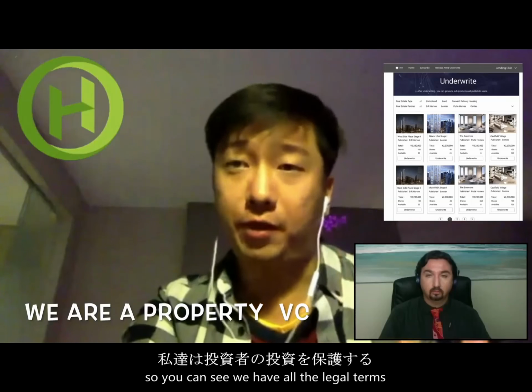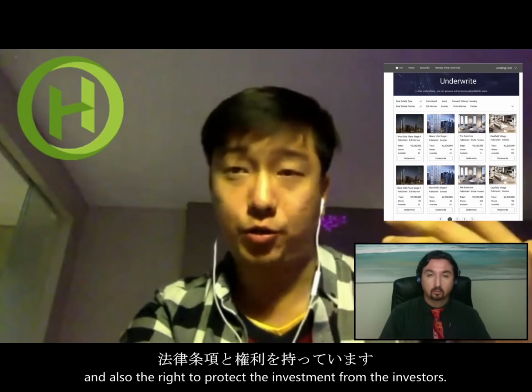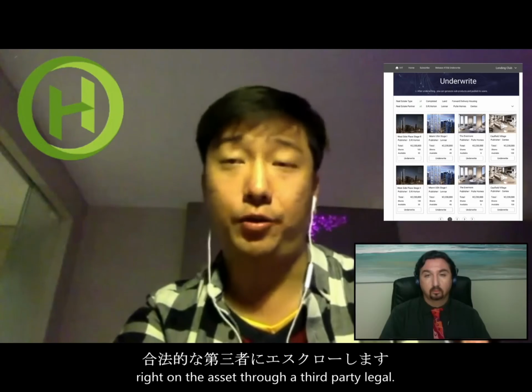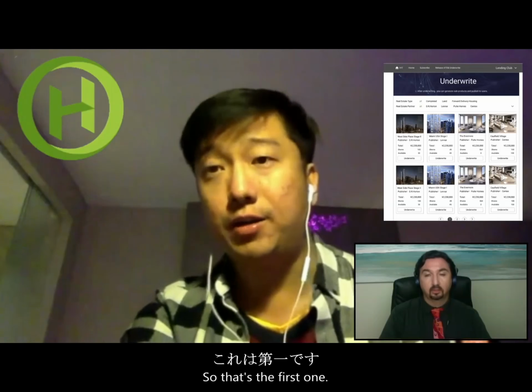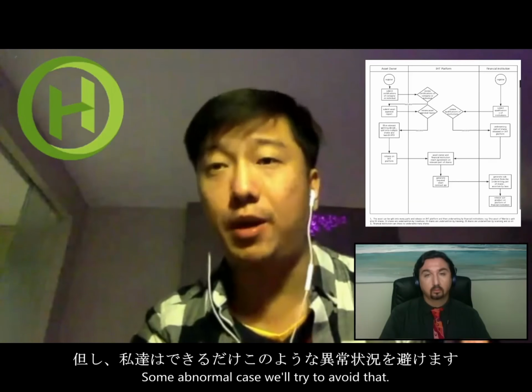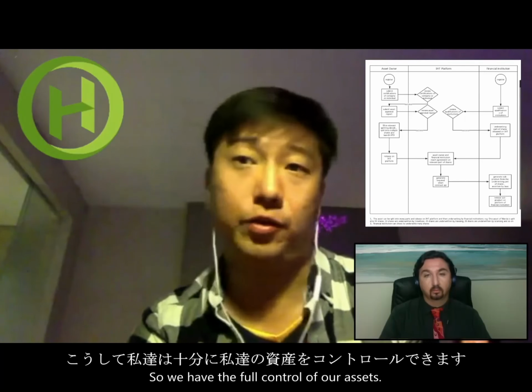Because we call ourselves Property VC, we have all the legal terms and also the right to protect the investment of the investors. For example, we protect the investors' rights by escrowing the asset owner's right on the asset to a third party legal. That's the first one. Secondly, we also own a certain percent of the assets by iHouse.com, so that we have the right to do the due diligence, and to control, for example, refinancing or selling at a cheap price, in abnormal cases, which we will try to avoid. So we have full control of the assets.